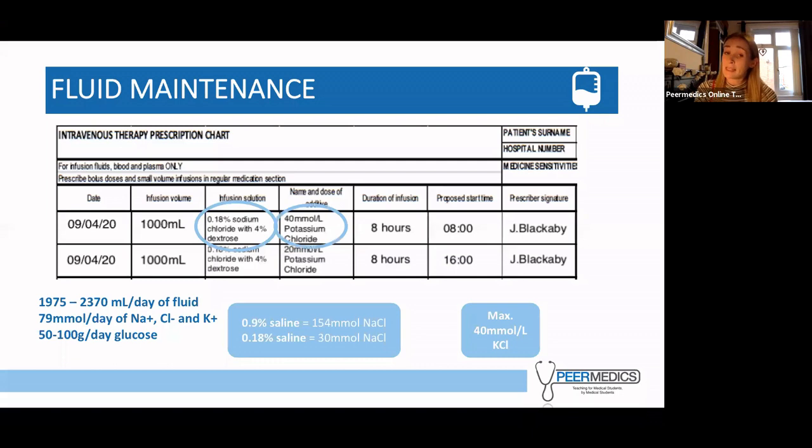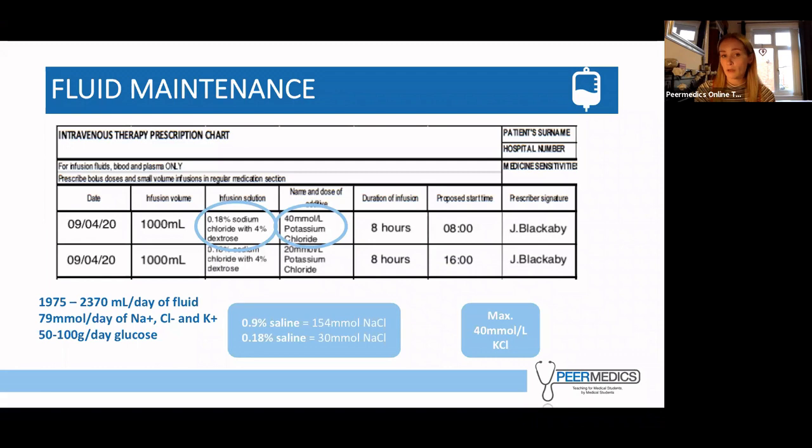Again, we need to add potassium because this isn't providing any potassium. Now, the maximum amount that you can give is 40 millimoles per litre. So per bag of fluid, you can add 40 millimoles of potassium chloride. This only comes in 20 ml increments, so you can either give him 40 mils or 20 mils or none.